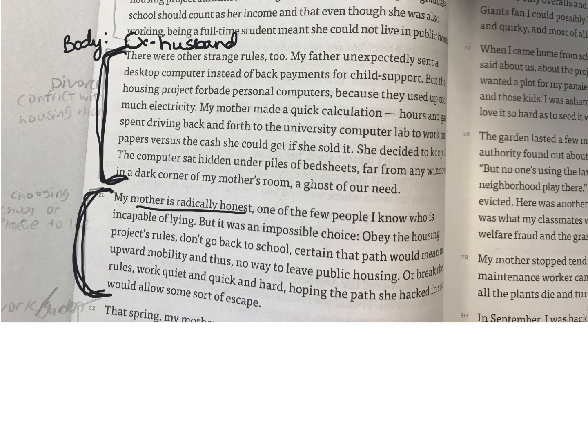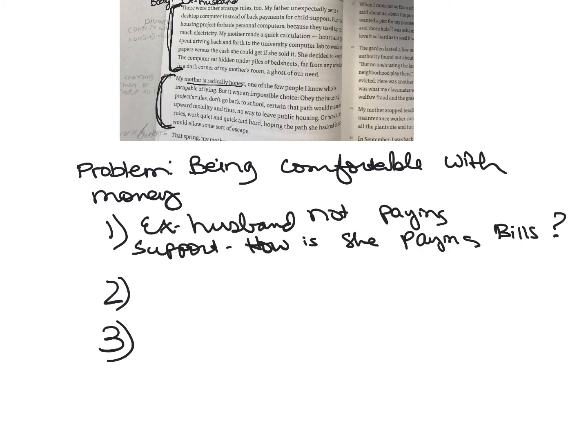Okay, all right, let me say that again in a different way. All right, body 1. We know that the problem is being comfortable with money, right? And you have to have 3 body paragraphs that develop that. And from what I've seen, most of you have chosen ex-husband. All right, so that is supporting the problem.